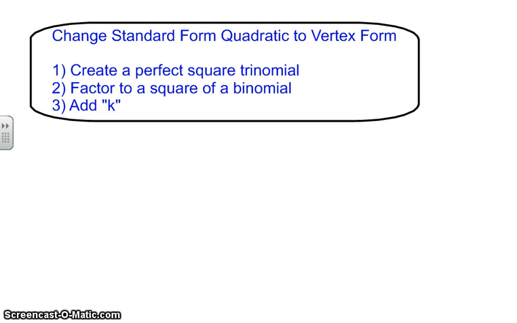This may not be the best outline of how to change a standard form quadratic to a vertex, but at least it's a little start. Our goal was to create a perfect square trinomial, and then factor that to the square of a binomial and add k to that squared binomial.